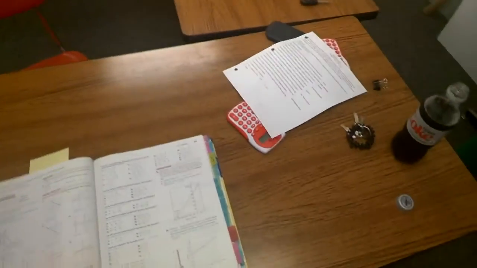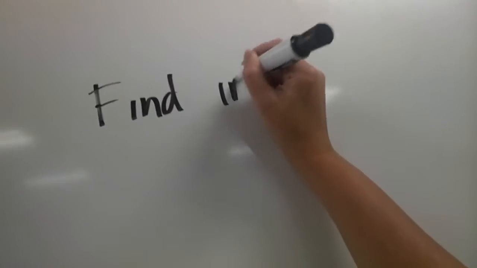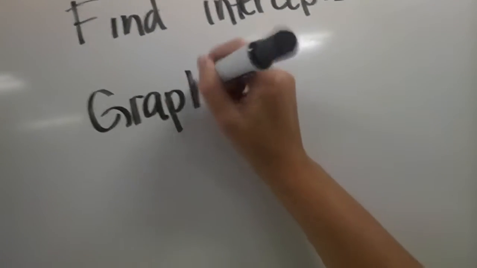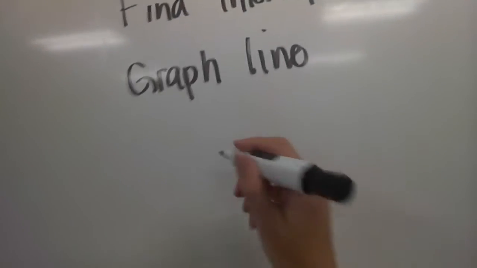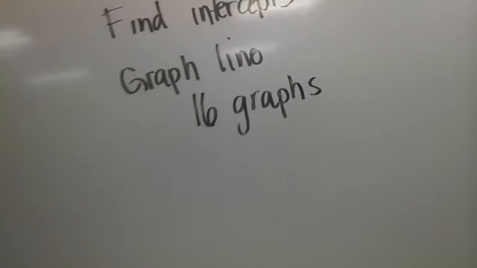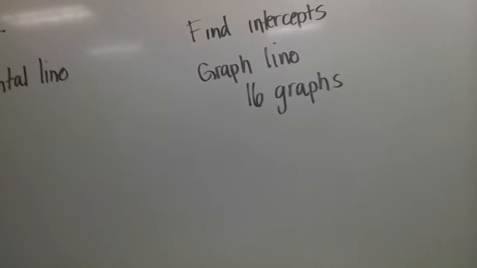Okay, your homework is, and you need to find your horizontal and vertical intercepts. So for each one of these, you're going to find your intercepts and graph the line. Okay, you will be getting graph paper. Mrs. Brandt will have graph paper to give to you. There are 16 graphs. Now, if you think you have room to do your work on the graph paper to find those intercepts, that's fine. If you want to do your work on a separate sheet of paper, that is also fine.